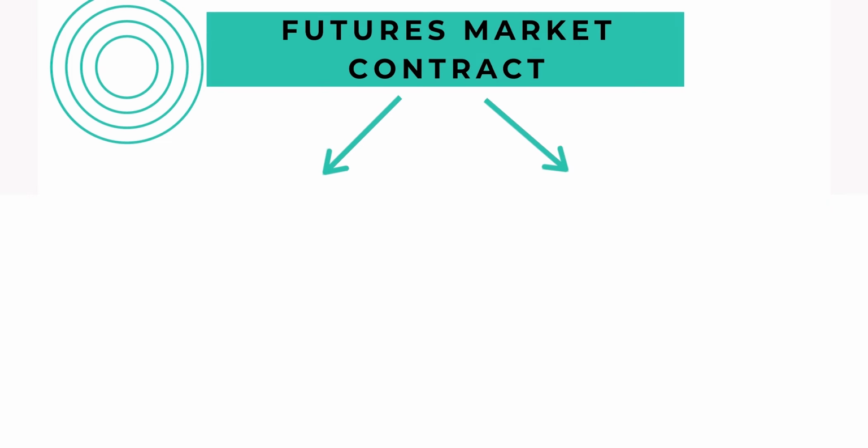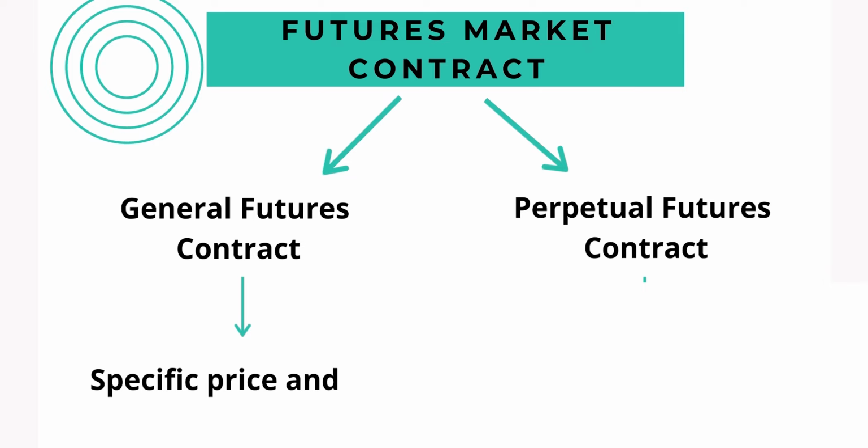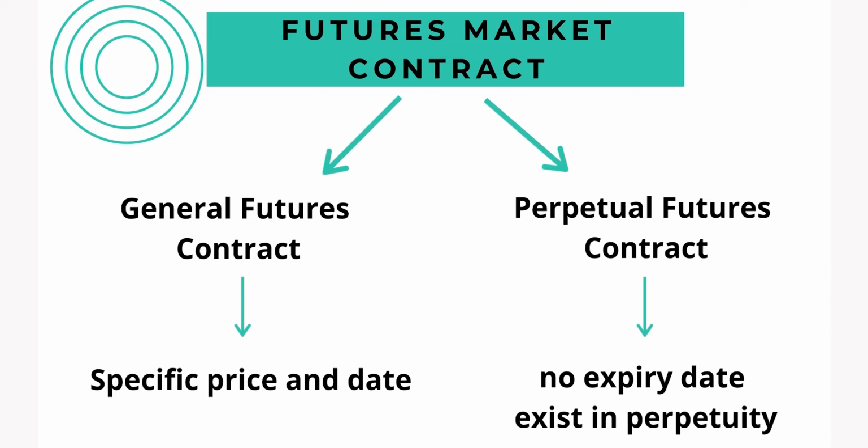Futures market contracts are divided into two groups. One is general futures contract, which is a binding agreement to exchange a crypto asset at a specific price and a fixed point of time in the future, exactly like the last example that we discussed. Another is perpetual future contracts, which comes with the added advantage of leverage and does not have a predetermined expiry date or settlement like normal cryptocurrency futures. Instead, perpetual futures have no expiry date and therefore exist in perpetuity.